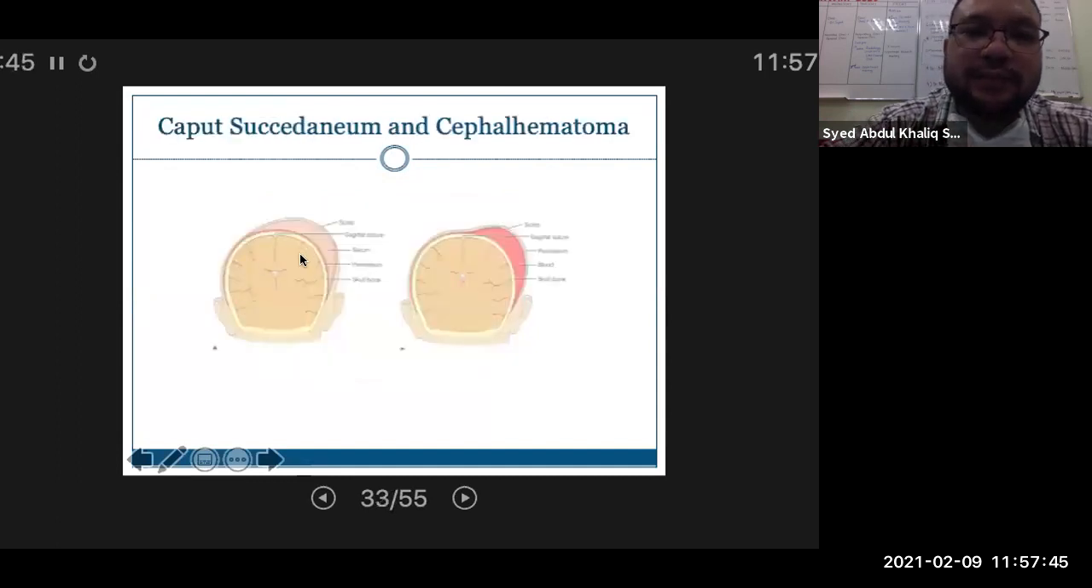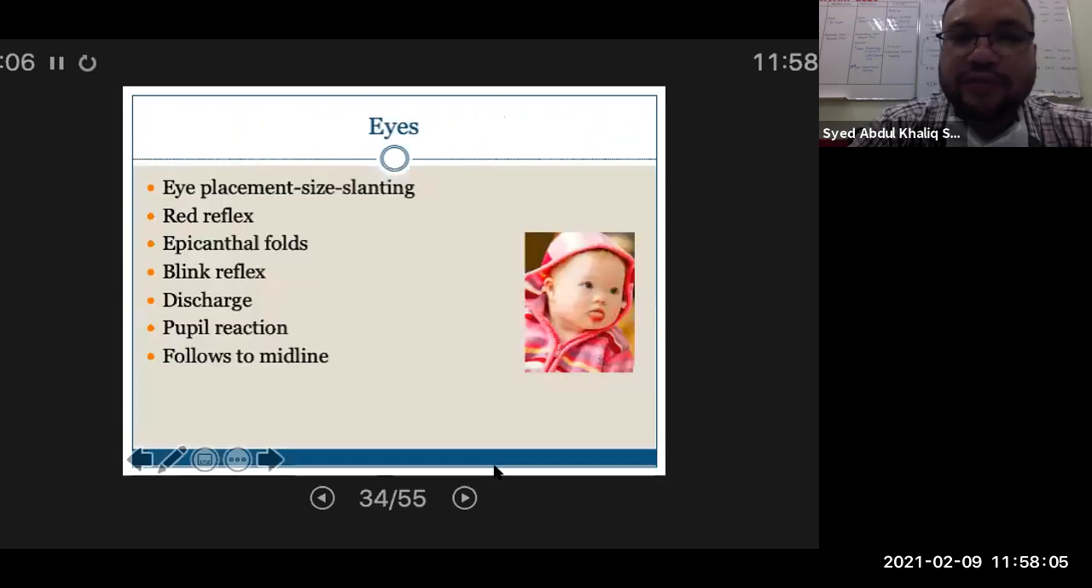So caput succedaneum is basically just edema. It's just edema. But cephal hematoma ni dia bleeding above the periosteum. This is tapi dia bound by the periosteum, so dia takkan cross the midline. Tapi kalau subaponeurotic hemorrhage, you can bleed whenever and wherever.